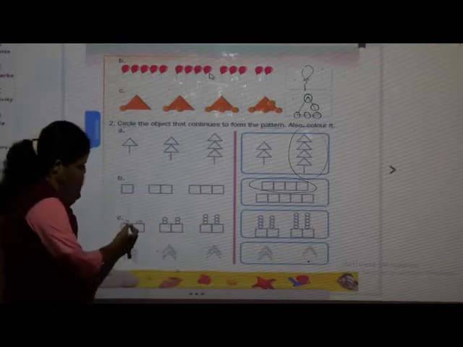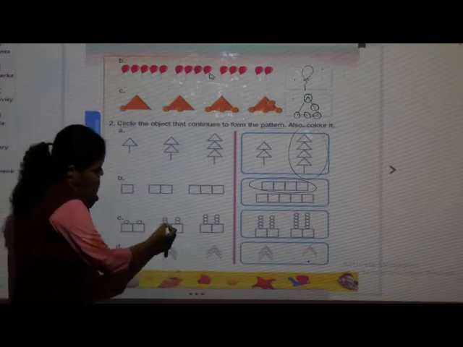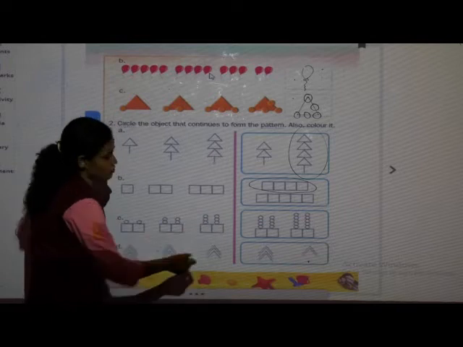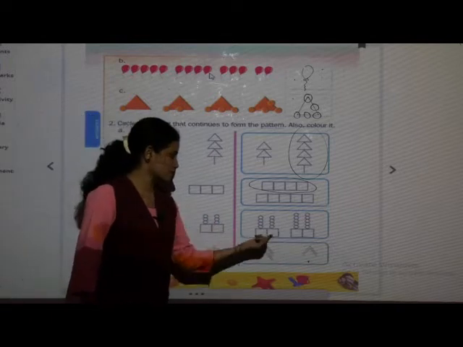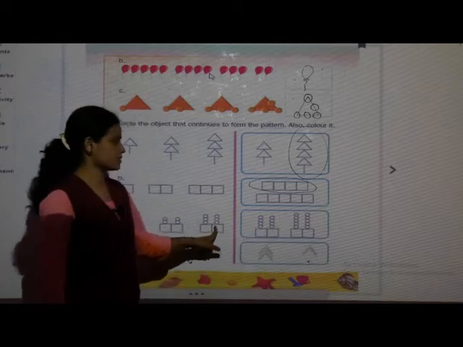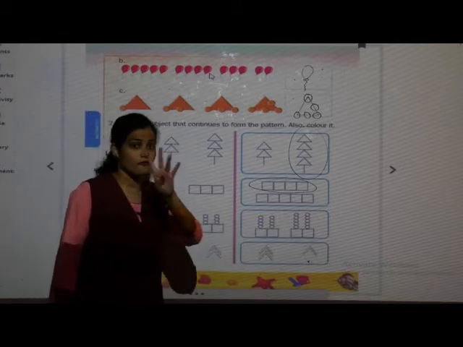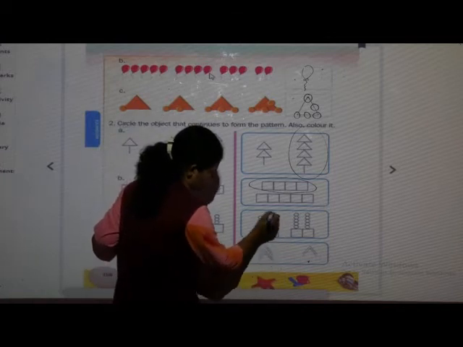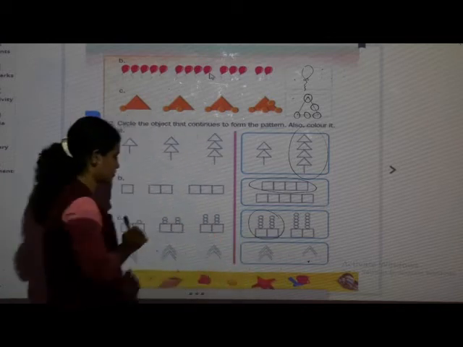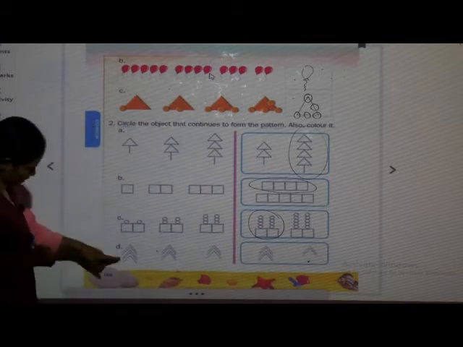Here they have shown the pattern. See here 1, 2 and 3. So what comes next? So after 3 what comes? 4. Where is 4? 1, 2, 3 and 4. So this is correct. And here see how many others are there?